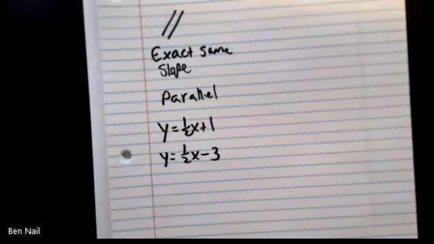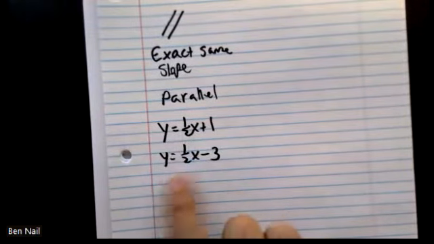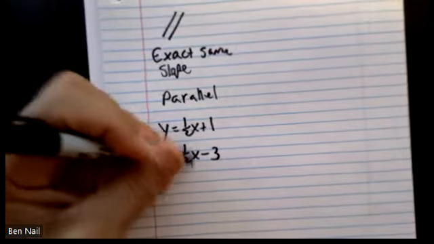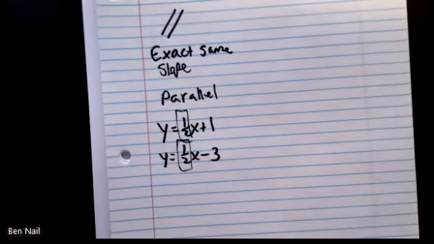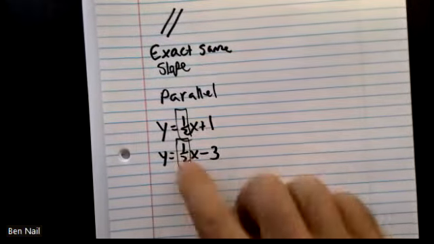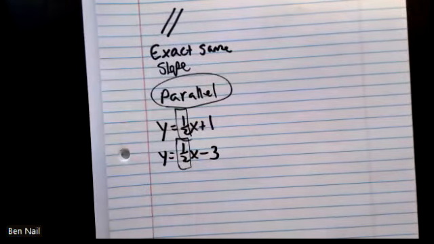if I have these 2 lines, so y equals 1/2 x plus 1 or y equals 1/2 x minus 3, again, if we just compare the slopes, if those are exactly the same numbers, same positive, negative, same everything, then we say that those 2 lines are parallel. They're going to rise and run at the exact same rate, and they will never, ever, ever cross.